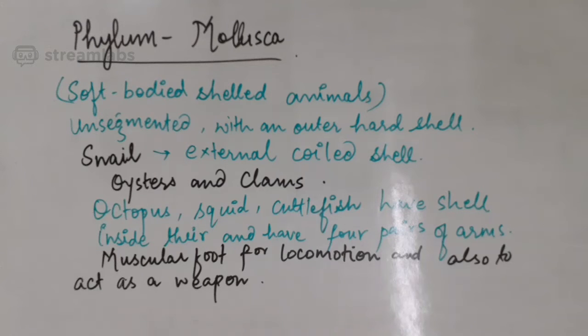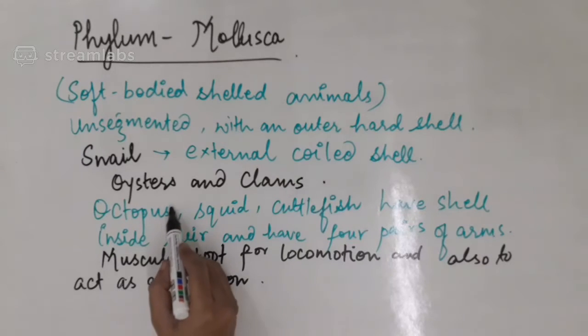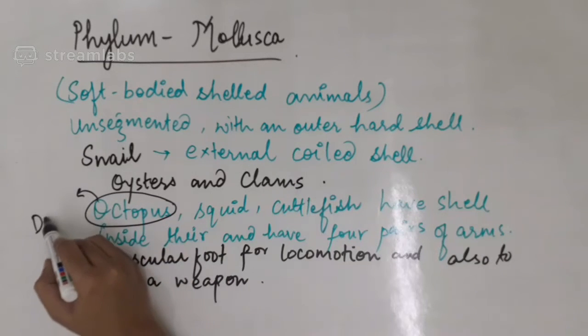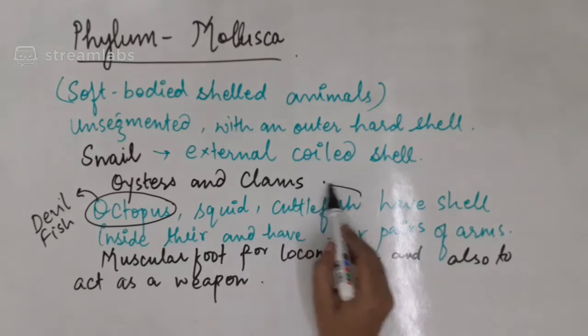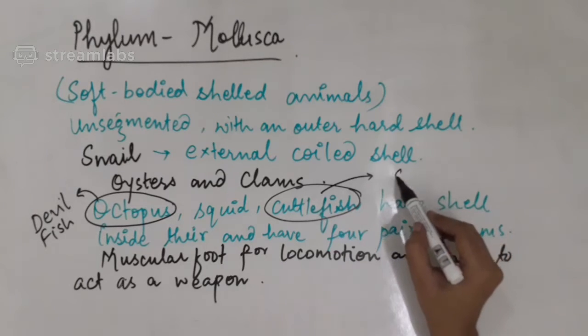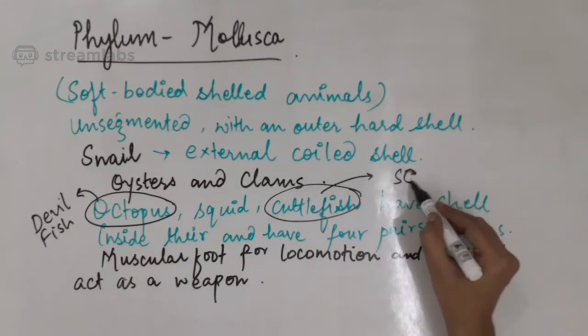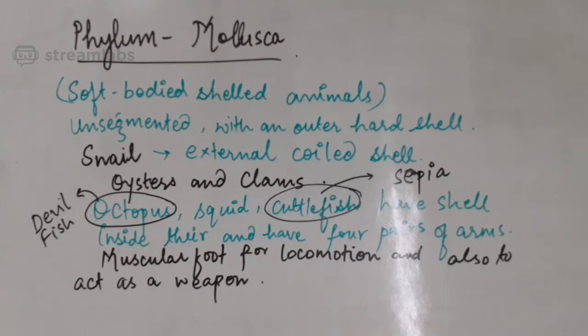Octopus is also known as devilfish. Cuttlefish is also known as sepia. You must have seen these types of animals during the rainy season. This is chapter 4, classification of animals. We have done our 6 phyla of the invertebrates, and now we are discussing the 7th phylum, that is Mollusca.